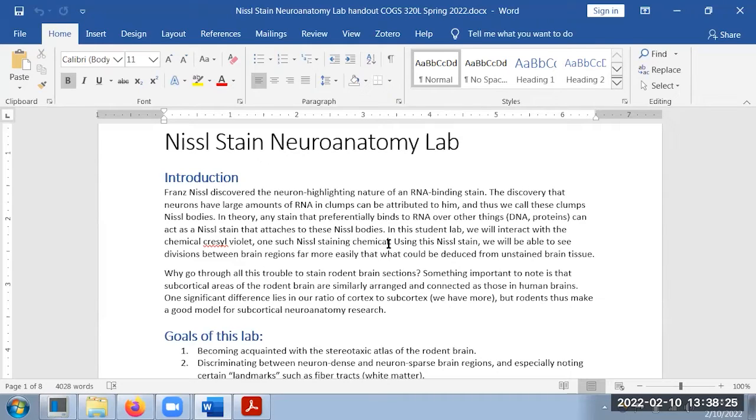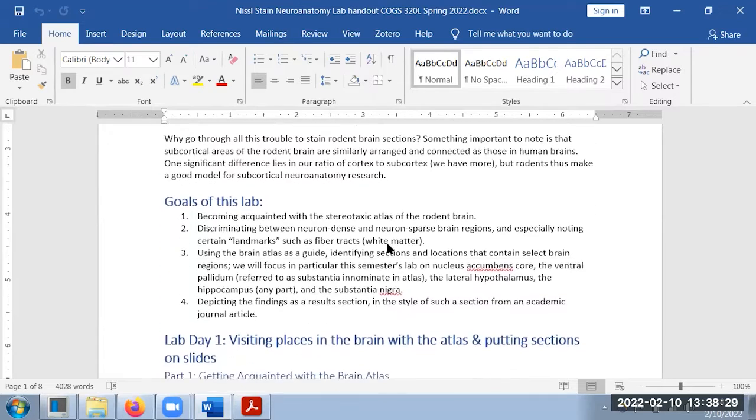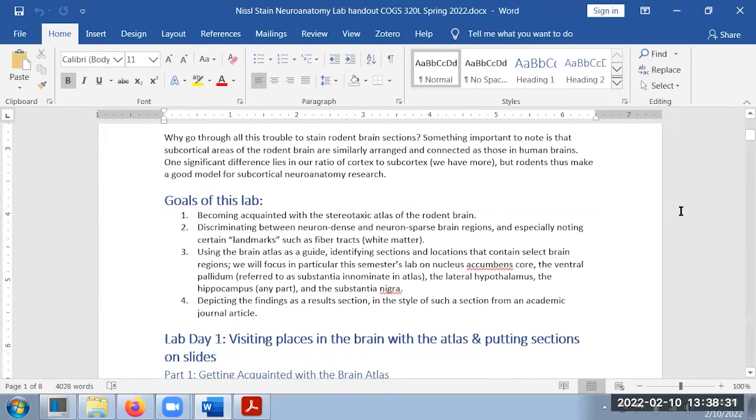So I have a few general goals here. One is that you'll become a lot more acquainted with the stereotaxic atlas of the rat's brain. I say rodent brain here because at some points I was using the mouse brain atlas, rat brain atlas. As far as the way the brains look, they're very similar, just again, sizing differences.